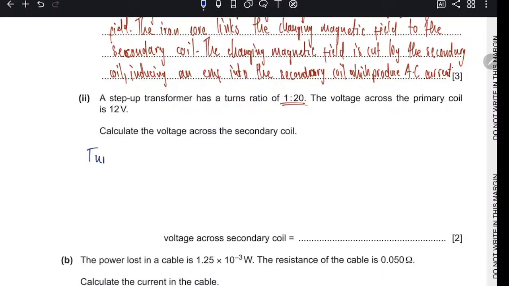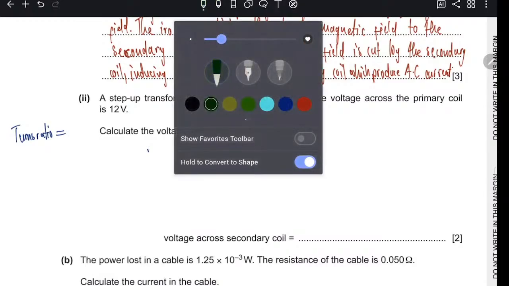Turns ratio is equal to primary over secondary.